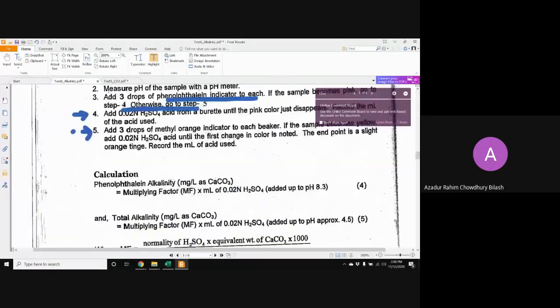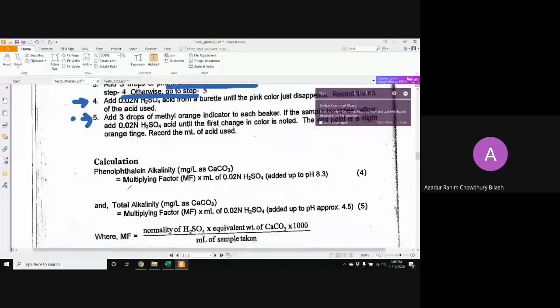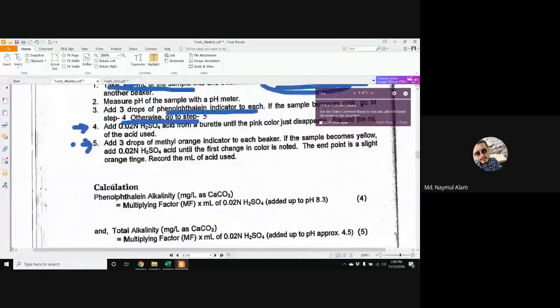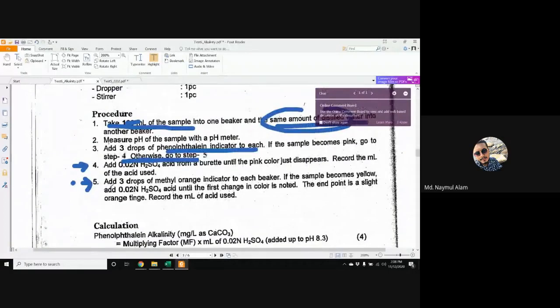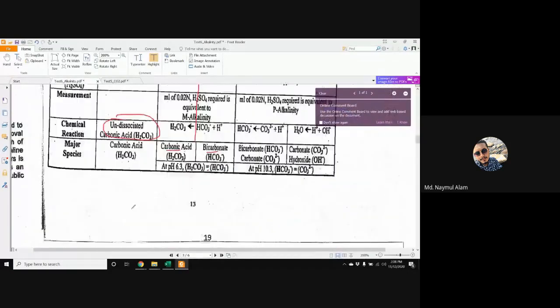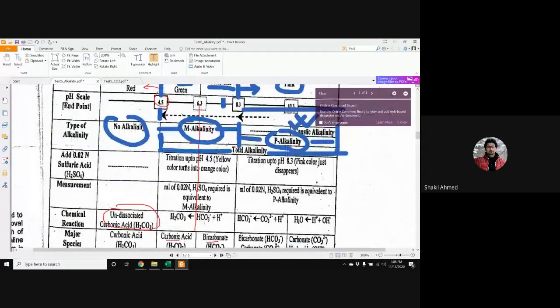Sir, if there is no phenolphthalein alkalinity, then what will be the total alkalinity? Just M alkalinity, right? Yeah. Total alkalinity equals M alkalinity plus P alkalinity. So, M alkalinity, for example, is 10, and P alkalinity is 0. So, 10 plus 0 equals 10. Okay, sir.